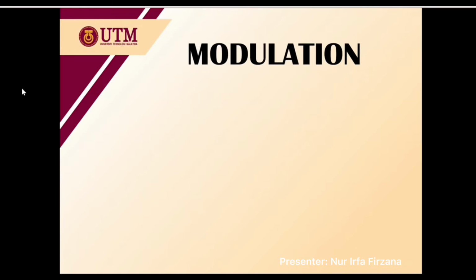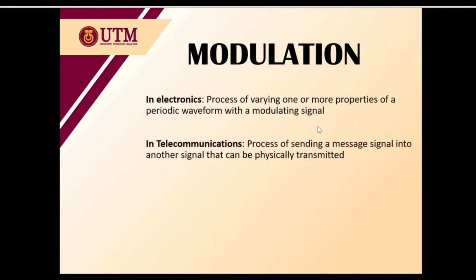Before we go into details, what is radio digital modulation? We at least need to know basic knowledge about what modulation is. In electronic terms, modulation is a process of varying one or more properties of a periodic waveform with a modulating signal. In telecommunication, it is a process of sending a message signal into another signal that can be physically transmitted, or we can define it as a process of superimposing a low frequency signal on a high frequency carrier signal.